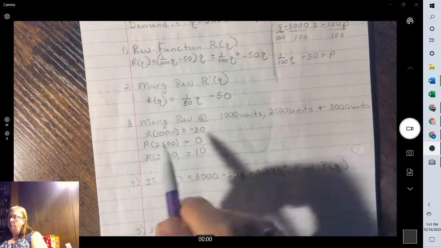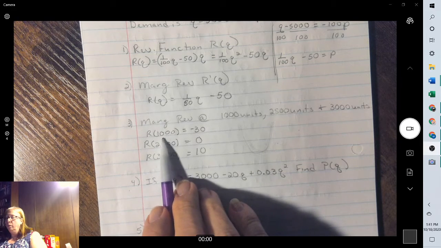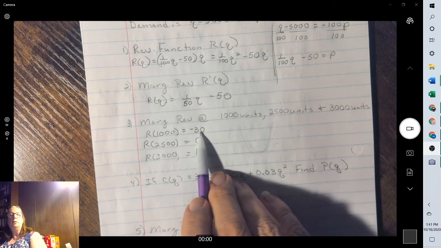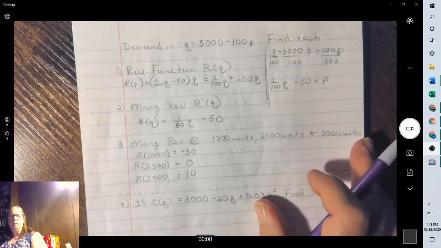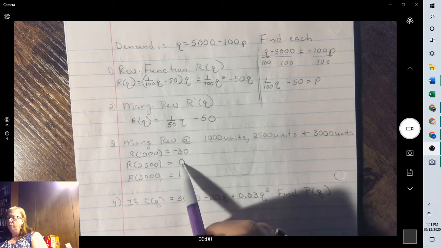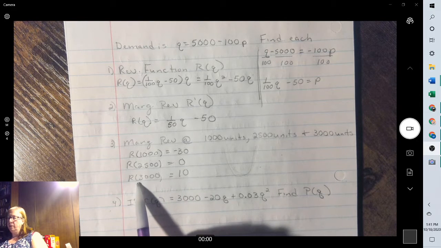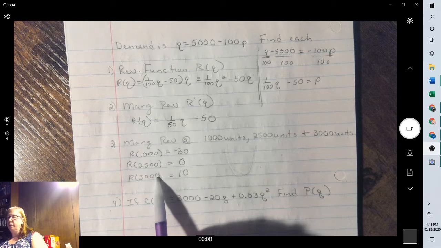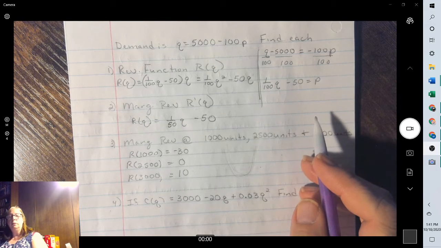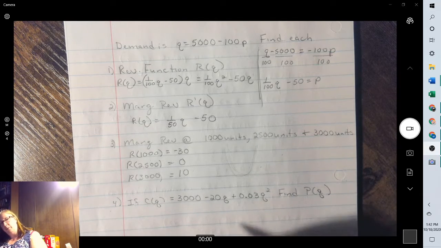It's also telling you when you plug in 1,000, if you go one more, the 1,001st unit will be a loss of 30 in your revenue. If it's in dollars, it'd be $30. This is saying going one more, there's no change. And this is saying the 3,001st one would be an increase in revenue of $10. So it's telling you how it changes at that point or the following one.